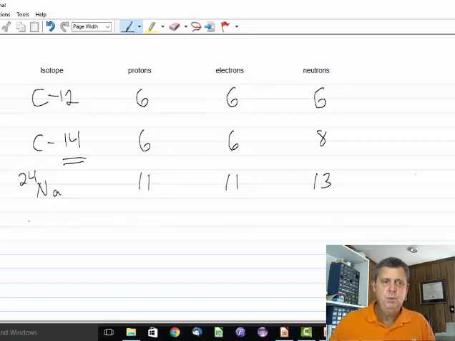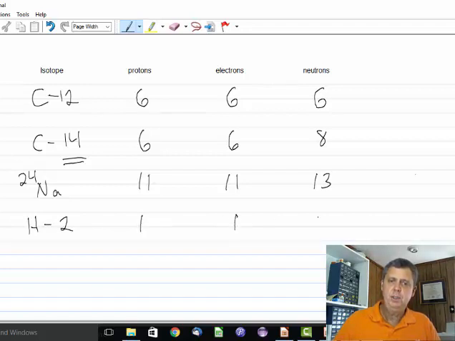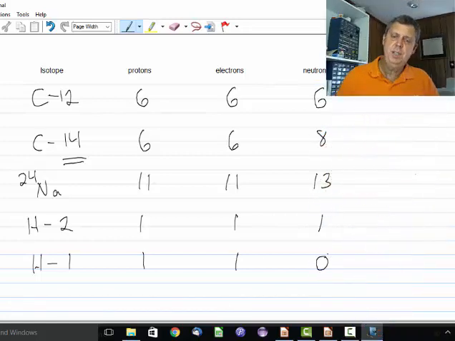So if we take something like an H2 isotope, which is called deuterium, hydrogen has 1 proton, therefore 1 electron, also has 1 neutron. Now on the other hand, if we take what's called the protium isotope, which is H1, 1 proton, 1 electron, but this has 0 neutrons, the only stable, naturally occurring isotope that has no neutrons at all. And that's the most common isotope for hydrogen in addition.